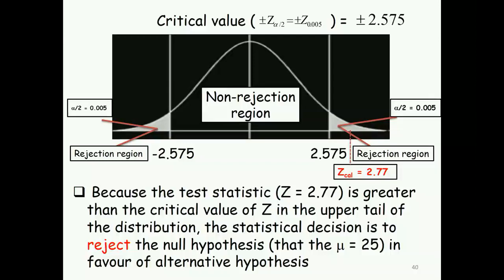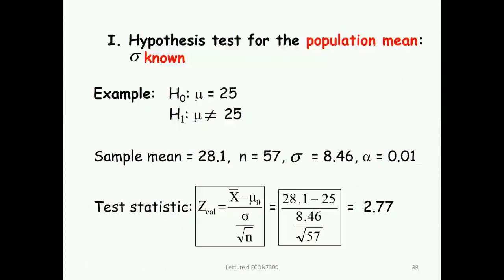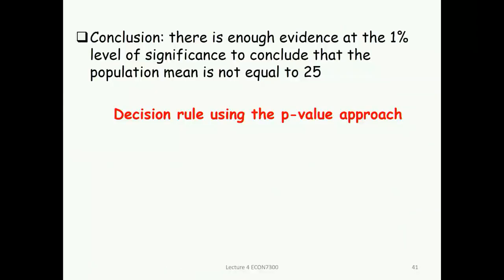Because the test statistic 2.77 is greater than the critical value in the upper tail, we are talking only about this because we don't have figures, then we reject the null hypothesis. What is the decision? The decision is we reject the null hypothesis. The conclusion: there is sufficient evidence at 1% level of significance to conclude that the population mean is not equal to 25. So always, please conclude about the alternative hypothesis.